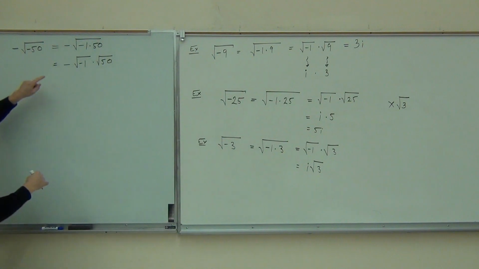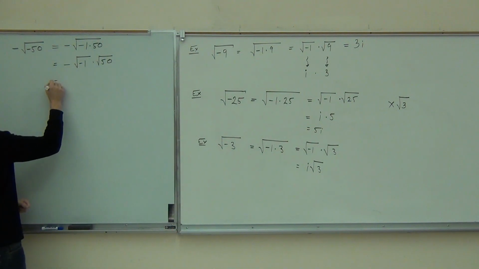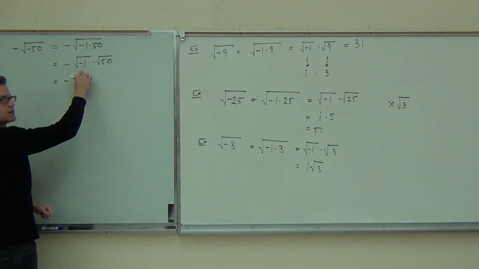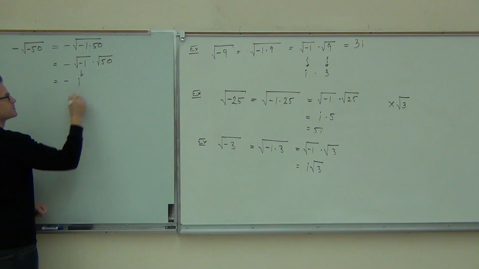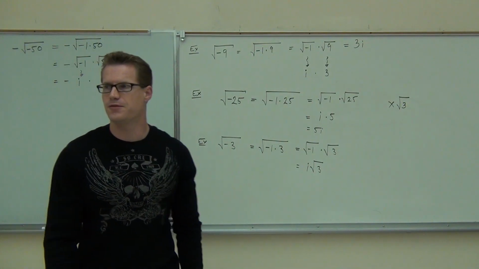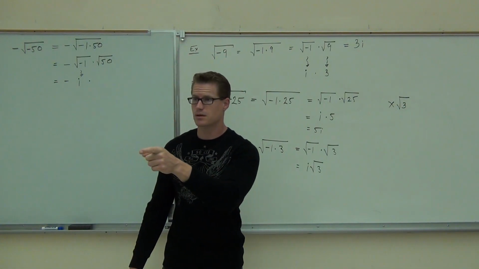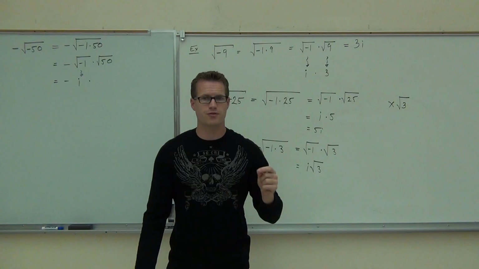How much is that? Well, I know this is a negative. So the negative is here. This is an I. And the square root of 50. Can you split up the square root of 50? What was it? 25. So we're going to get 5 root 2.